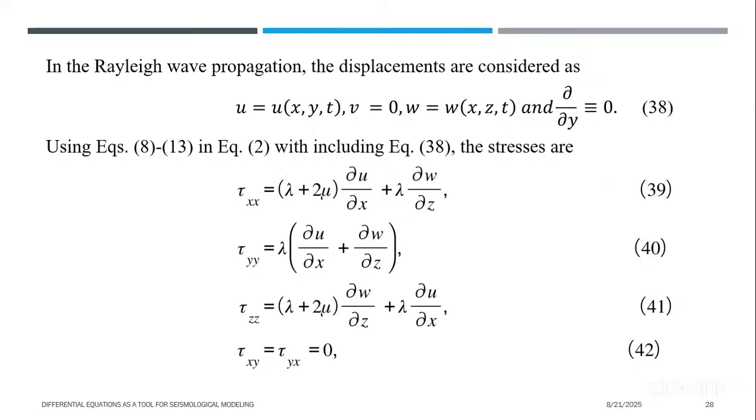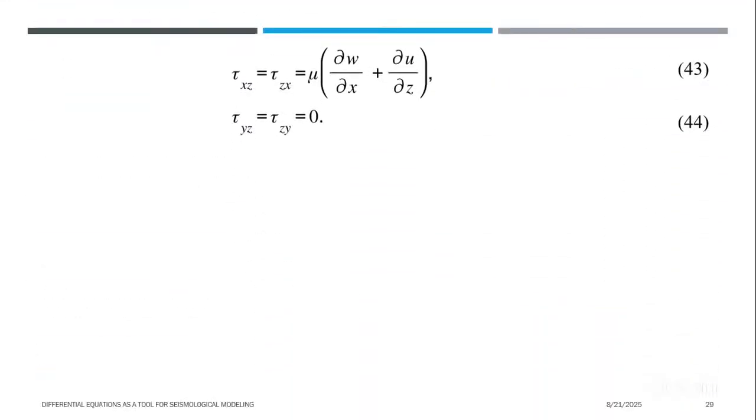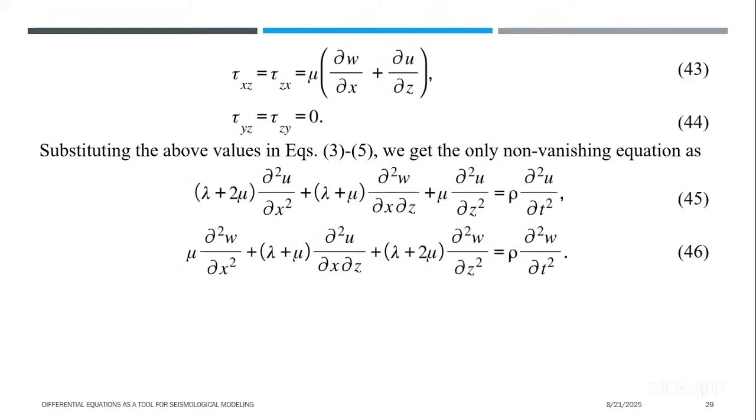And because of those strains, there will be several more stresses which are non-zero. In the Love wave problem, most of the strains and most of the stresses are 0. But here in the case of the Rayleigh wave problem, we have most of the strains and more of the stresses as non-zero. Now, if you simply substitute in the conservative field equations, those field equations will finally give rise to two non-vanishing equations instead of one. In the case of the Love wave, there was only one non-vanishing equation, but here we are getting two.